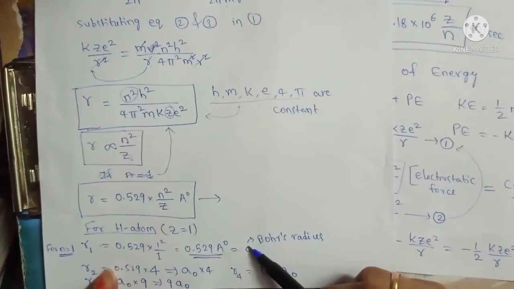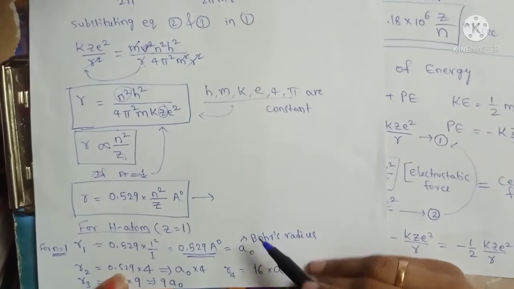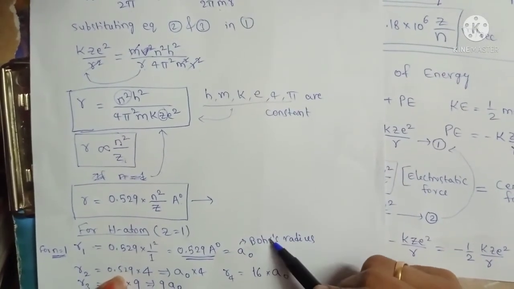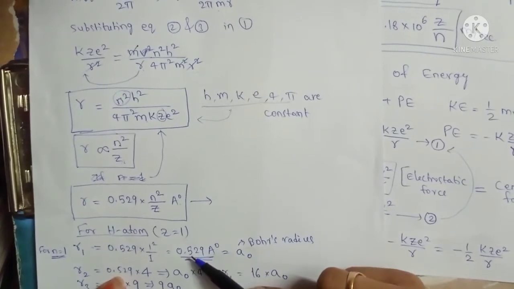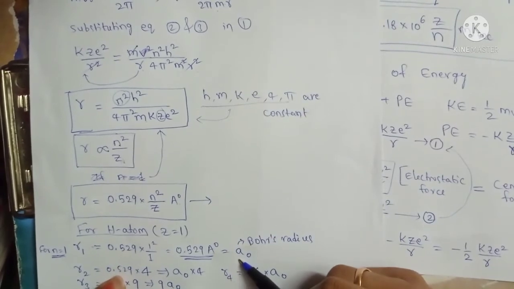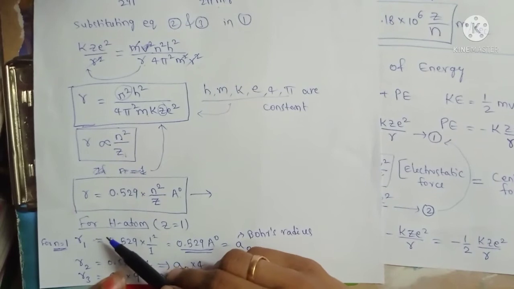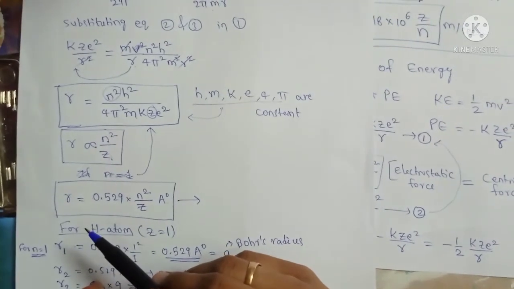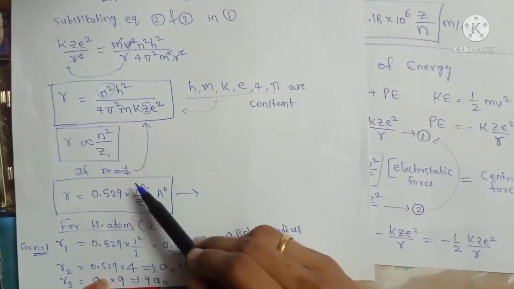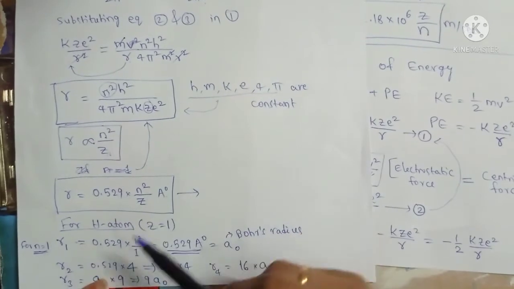It is shown by A naught, or in some books it will be given as R naught. So A naught is called Bohr's radius. A naught value is 0.529 angstrom. So this is called Bohr's radius. And here, if you want the second orbit radius of the hydrogen atom, you can substitute, in place of n value 1, if you substitute 2, you will get the second orbit radius.